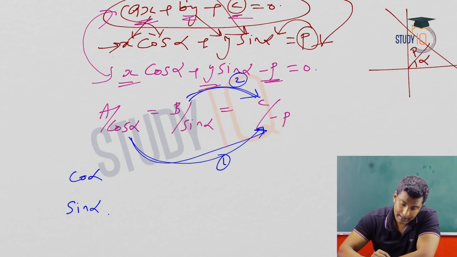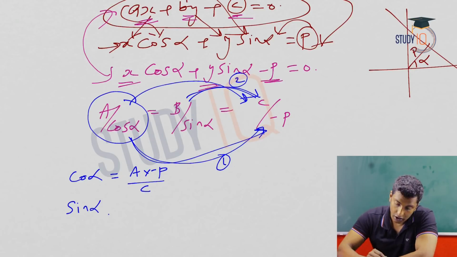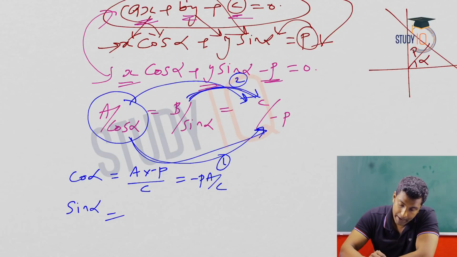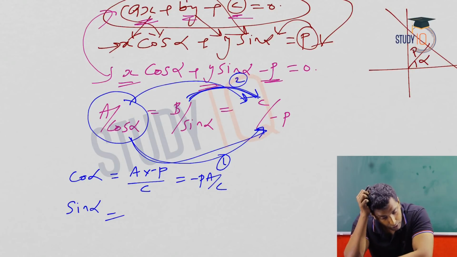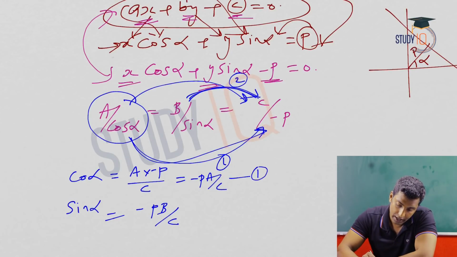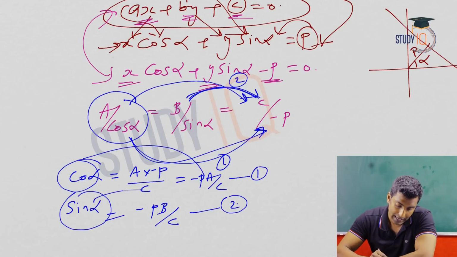Very simple, right? See, if you compare this, a by cos alpha equal to c by minus p. So what is cos alpha? Cos alpha will be a into minus p divided by c, or I can write it as minus pa divided by c. Similarly, if you compare this, b by sin alpha equal to c by minus p, you'll get sin alpha as minus pb by c. So if this is your equation 1 and this is your equation 2, you got cos alpha as this, and you got sin alpha as this.